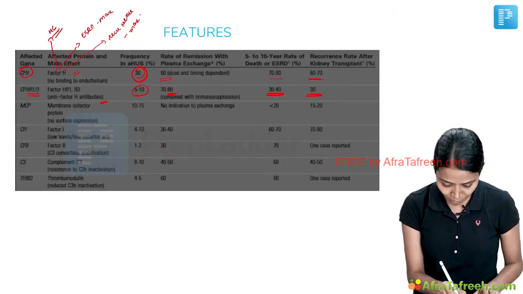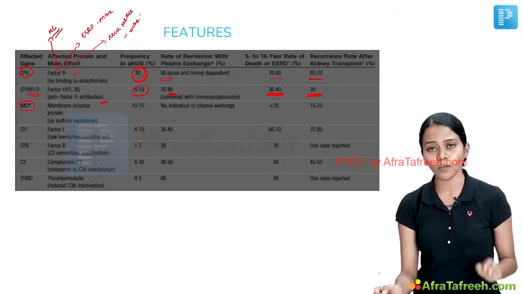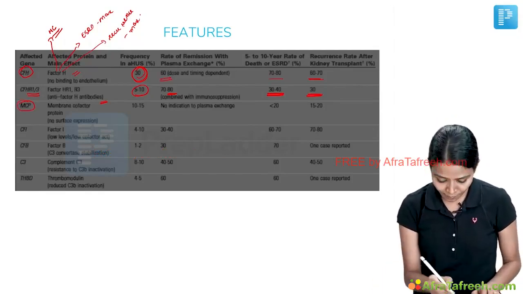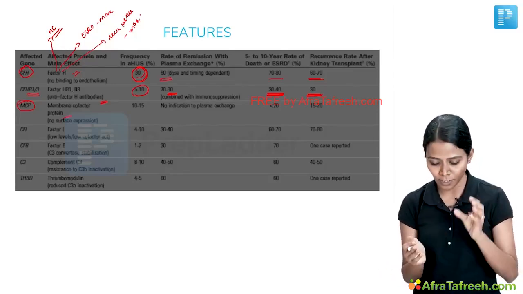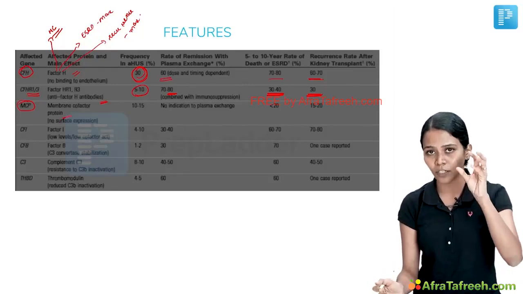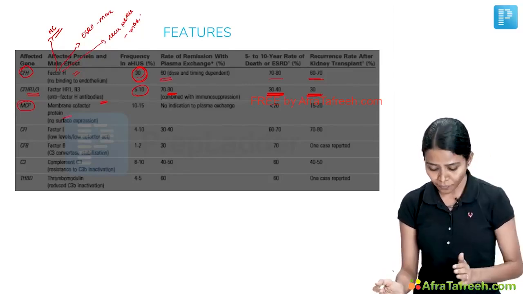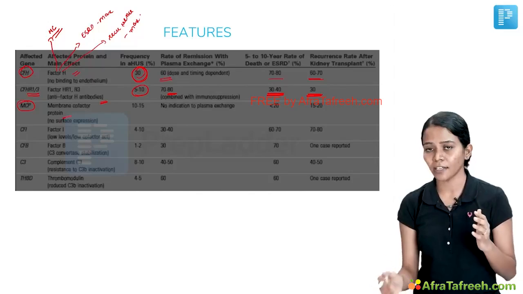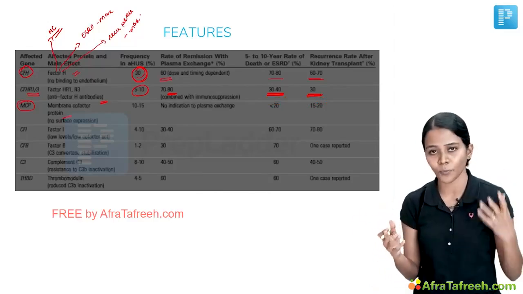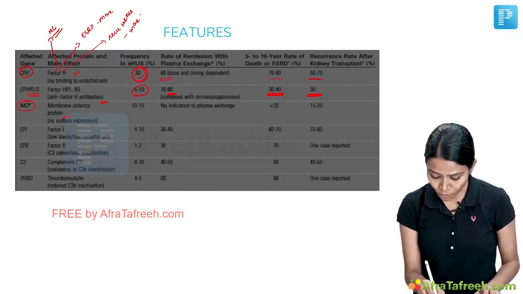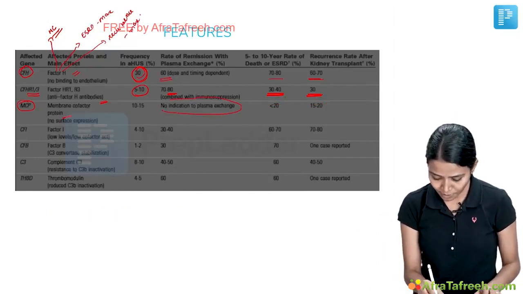Next thing is membrane cofactor protein. See, the thing with membrane cofactor protein is it is a cell bound component. Okay, so if we do plasmapheresis, then this is not going to be removed, because plasmapheresis is just not going to remove protein or cell bound component. So there is no indication for plasma exchange. The frequency is also less.